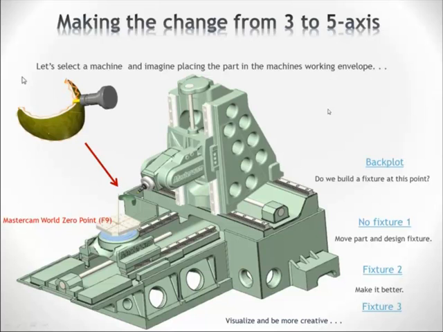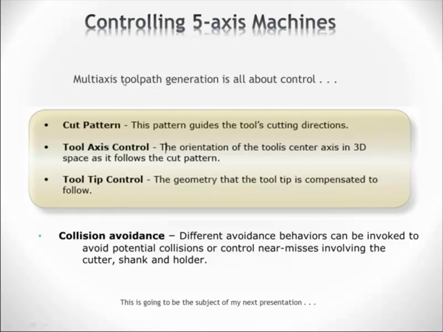And to get that control, these are the main controls that you would use. Cut pattern, and this is already familiar to everybody who's machining, because even a straight line is a cut pattern, a circle is a cut pattern, a zigzag, that's all cut patterns. In five-axis, there is this new concept, tool-axis control, because you have to tilt your tool axis in ways as you follow the cut pattern, and usually so that you can avoid collisions. Then we have tooltip control and collision avoidance.